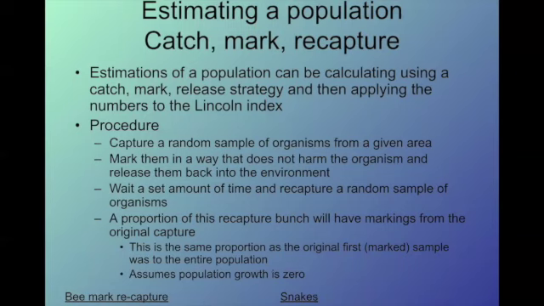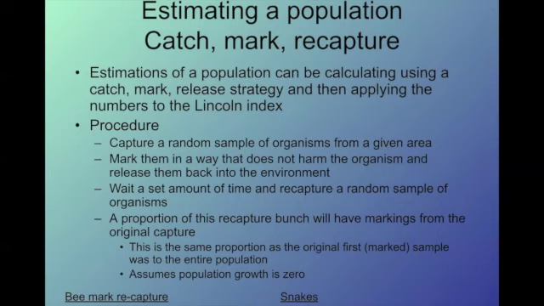One of the ways that we're going to estimate a population that moves, right? If you're talking about a population of trees, I can go out and count them. If you're talking about a population of dandelions, I can use quadrat sampling and get the population of dandelions. But if I want to get the population of rats on campus, it's going to be a little harder because they're going to run away. They're not going to be visible. And so I want to do this thing called catch, mark, and recapture.